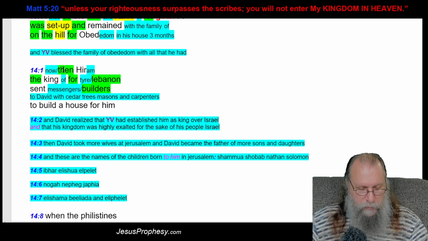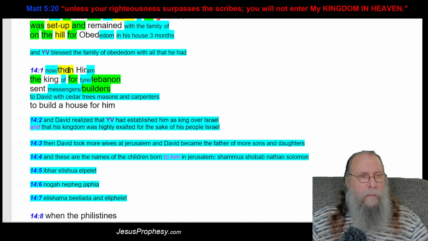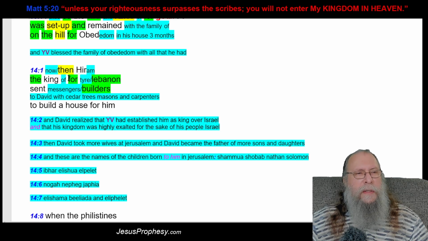That way these are the two words for this verse. And I'm shortening his name down. And what you have here is the king from Lebanon that's going to send builders to build him a house.